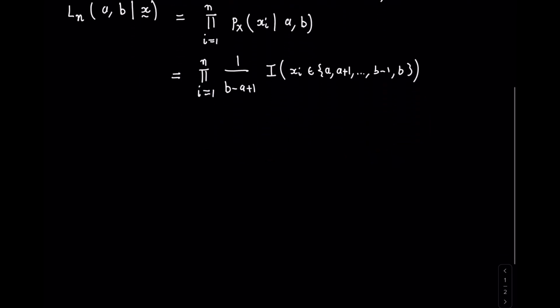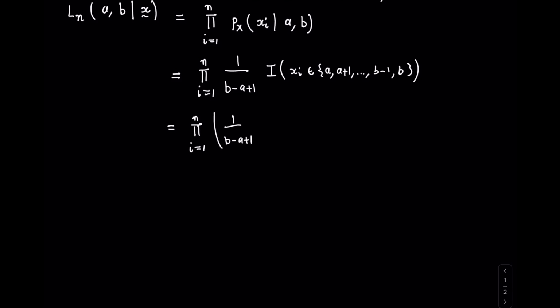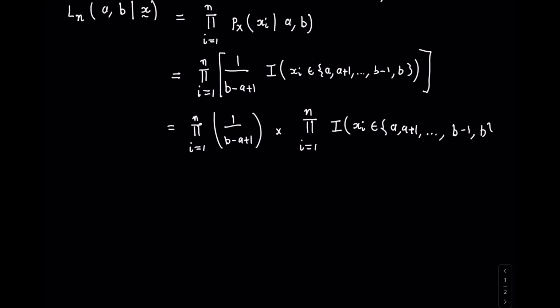Our next step is to recognize that the product from i equals 1 to n of two terms multiplied by each other can simply be written as the product from i equals 1 to n of 1 over b minus a plus 1, multiplied by the product from i equals 1 to n of the indicator of xi being an element of {a, a plus 1, ..., b minus 1, b}. I'm just making it clear that it's the product of both.